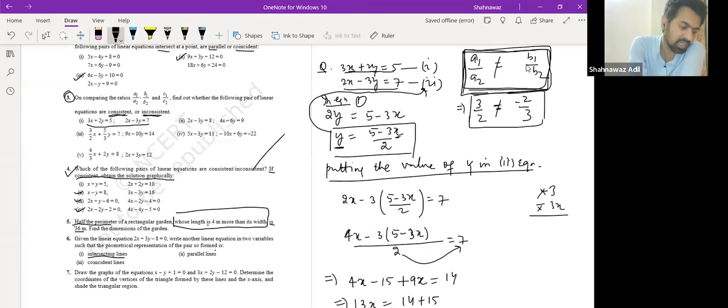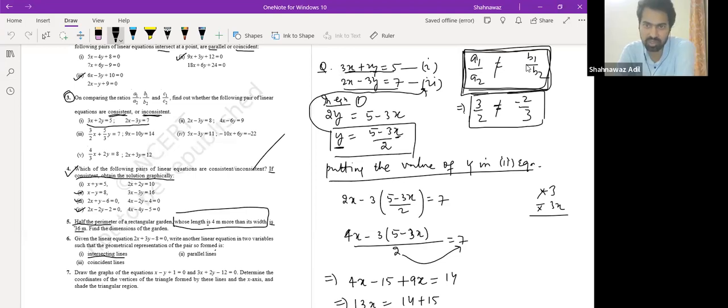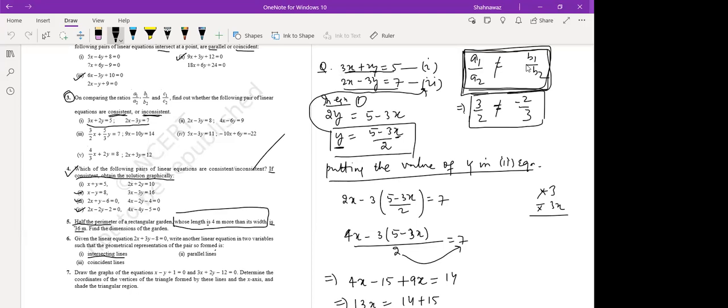Algebraically, we have two methods. One is the substitution method, and the other is elimination. We are first learning the substitution method. In the substitution method, we calculate the value of one variable from the first equation, and then we put the value of that variable in the second equation.